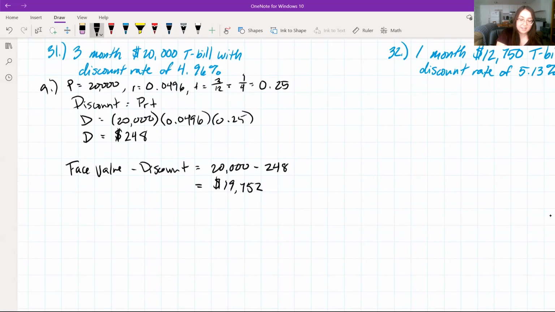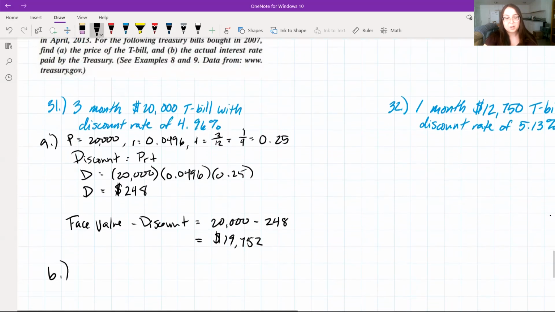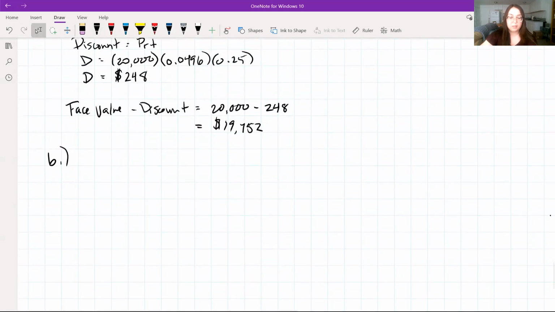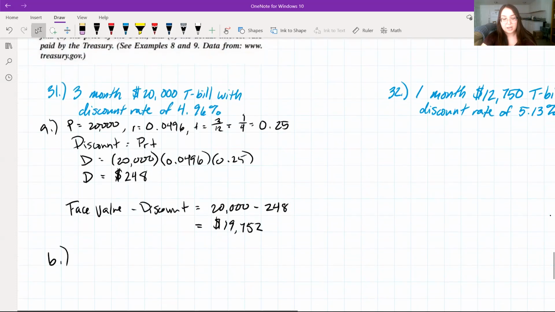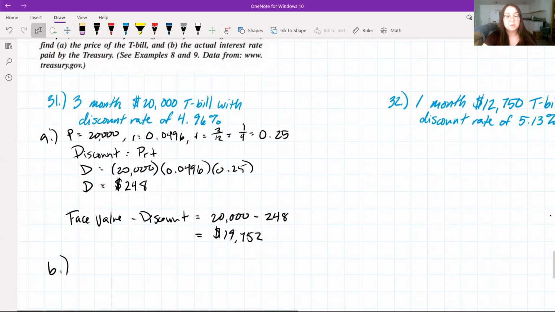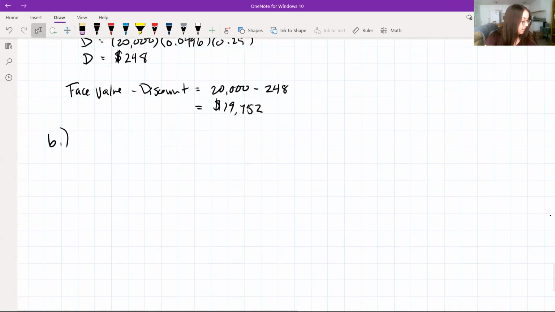All right, now we can move on to part B. So part B is we want to know the actual interest rate paid by the Treasury. So we got our discount at 4.96%, but now we want to see what's the actual interest rate that the Treasury paid. So now our new principal is $19,752.